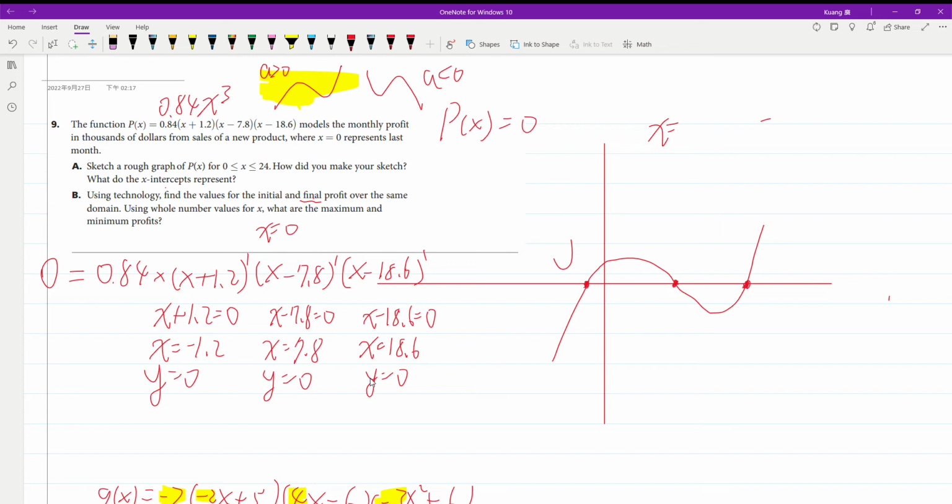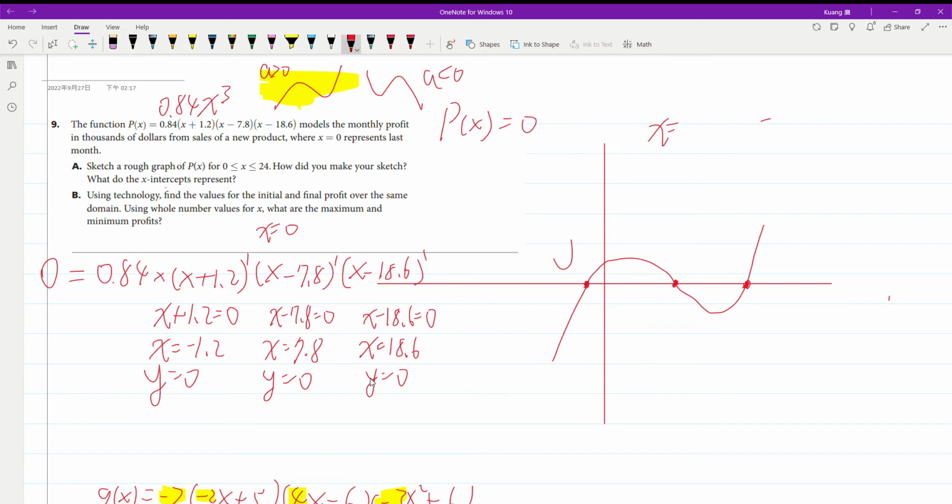And for the final profit, again after you draw the graph, you press second trace and choose the first one, value, and type x equals 24, or just type 24 and enter. The calculator will show you x equals 24, y equals something. That will be your final profit, where x equals 24 is the final. Over the same domain, your domain is 0 to 24. So x equals 0 represents the initial and 24 represents the final.